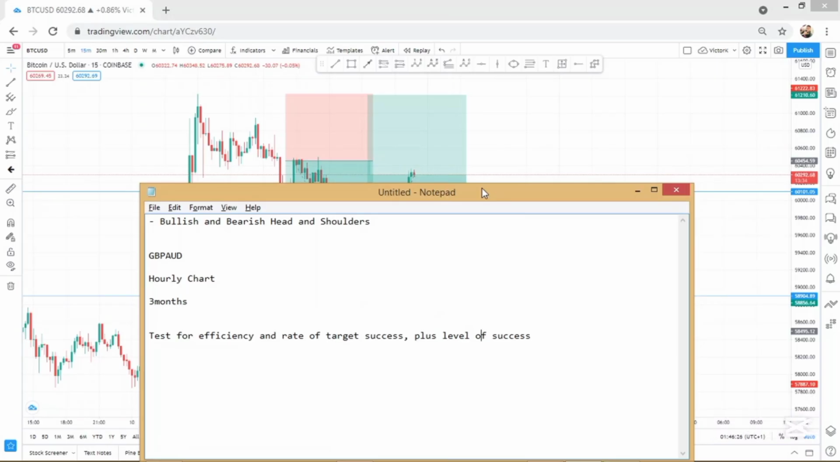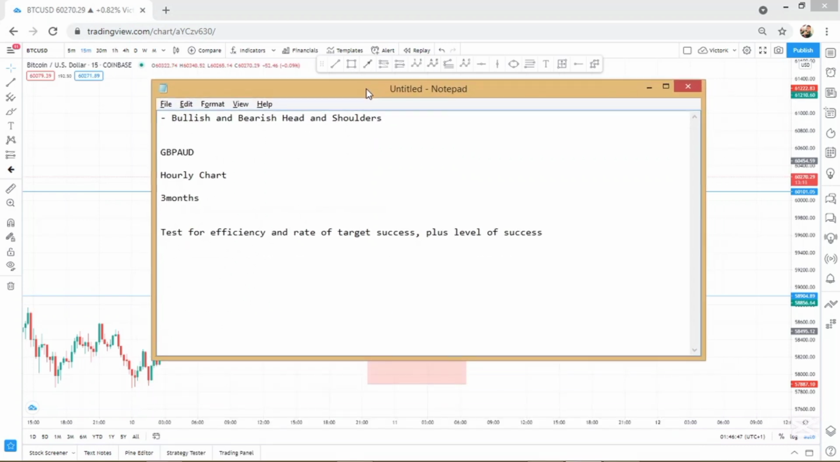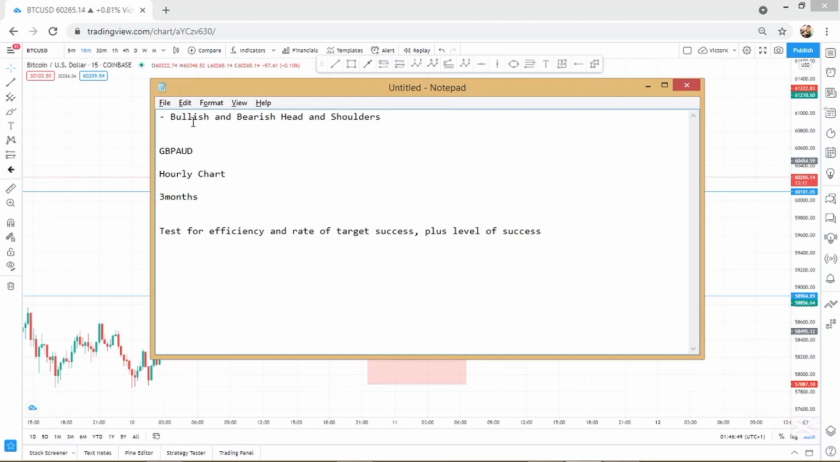We're talking about a specific type of backtesting. Let me just type in here. This type of backtesting is just us researching some specific parameters. This is an example I'm giving here.